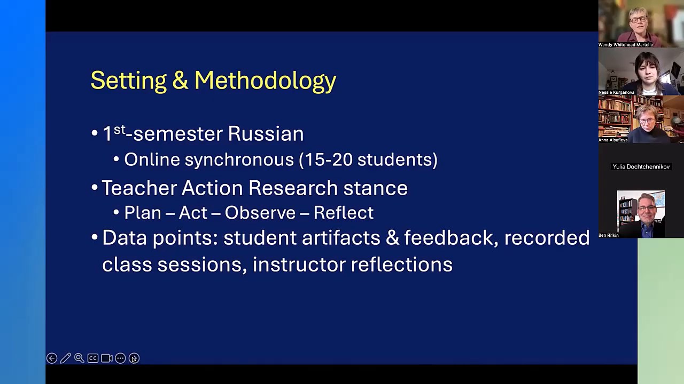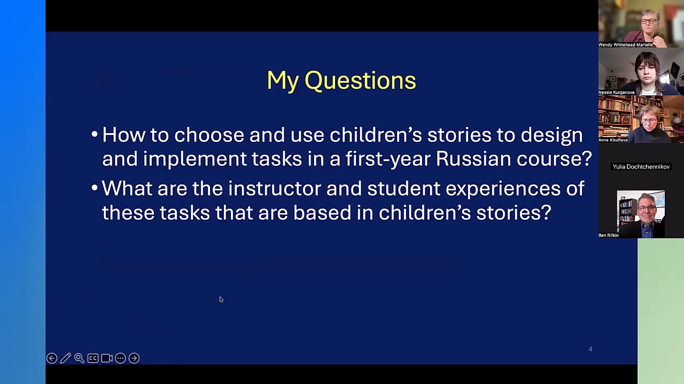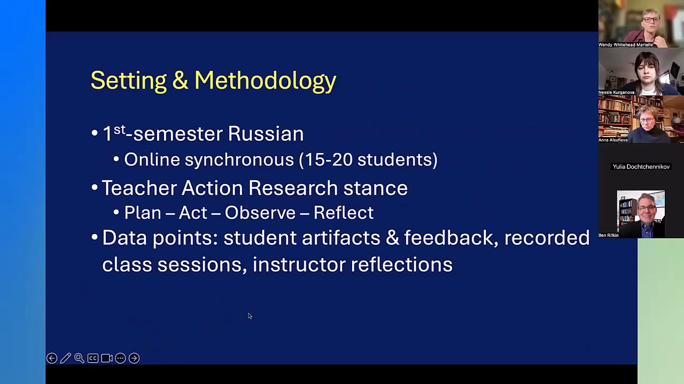Some of the data points that I used during this implementation were the student artifacts themselves and feedback that I got from the students, whether formally through written evaluations or informally through conversations in class, our recorded class sessions, as well as my own reflections.